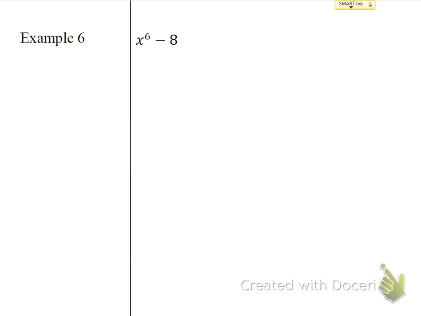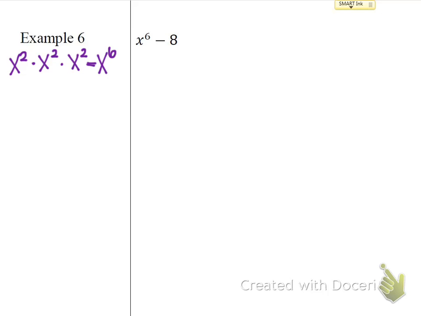Example 6, I have x to the 6th power minus 8. So I want to rewrite this so that I have everything with a base in terms of cubes. So I need to figure out what times itself 3 times will give me x to the 6th. If I take x squared and multiply it 3 times, I add the exponents, which gives me x to the 6th.